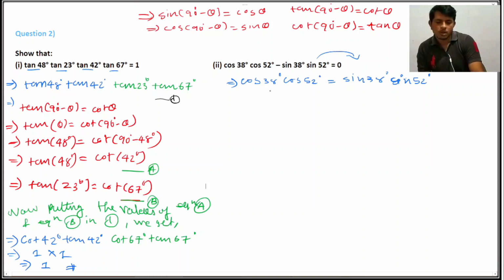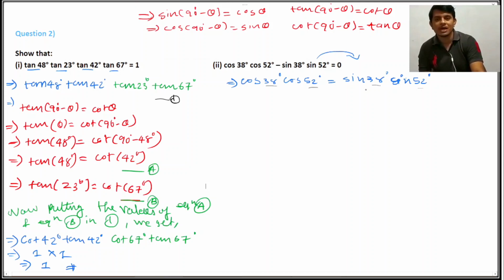Now if we look at these angles, 38 degree plus 52 degree equals 90 degree. So these two angles are complementary angles of each other. Similarly here, 38 degree and 52 degree are also complementary angles of each other, because the sum of these angles is 90 degree.